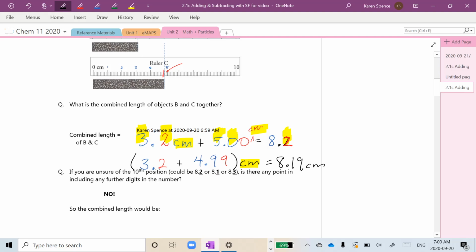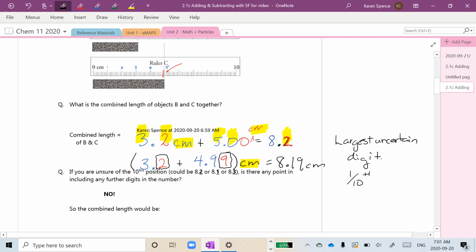Okay. Now I'm going to underline or box or highlight my uncertain digit, which is the 10ths position. So my largest uncertain digit is the 10ths position. Okay, not the 0.01, the 0.1 position.